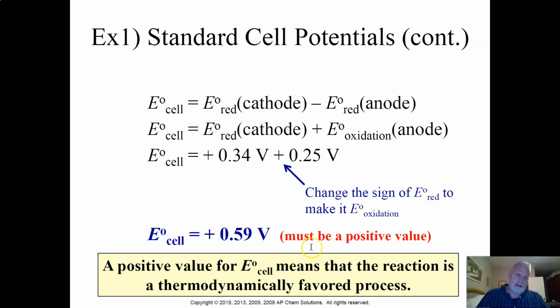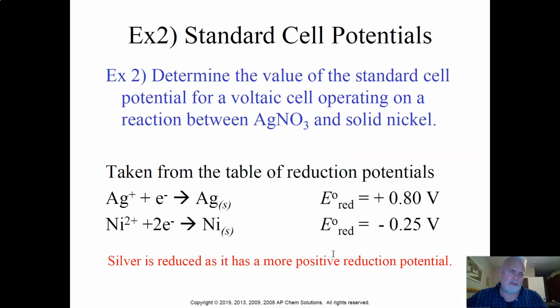Now, this says must be a positive value. That's not necessarily true. If we were talking about a voltaic cell, then it will be positive. Yes. There are some reactions, as we talked about, that you have to plug in if you want them to work because they are not thermodynamically favored. If it is positive like this, and if you are using this for a battery, then it would be thermodynamically favored.